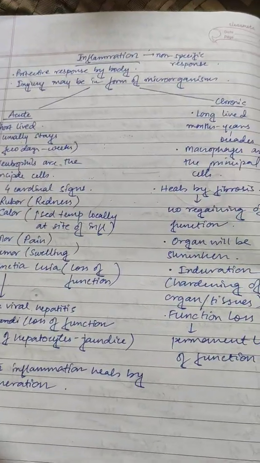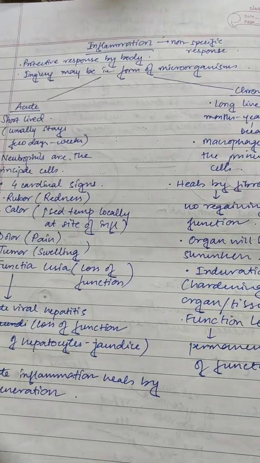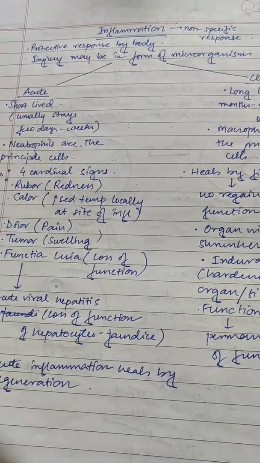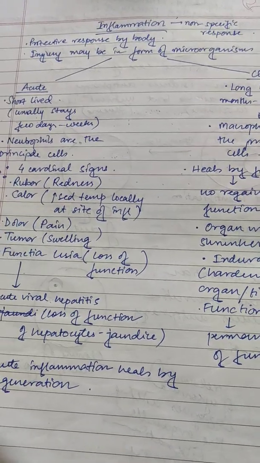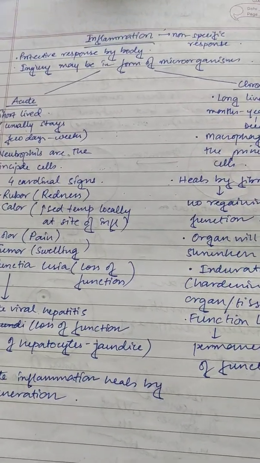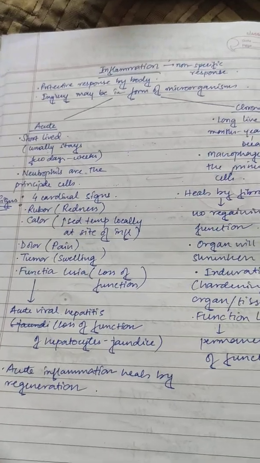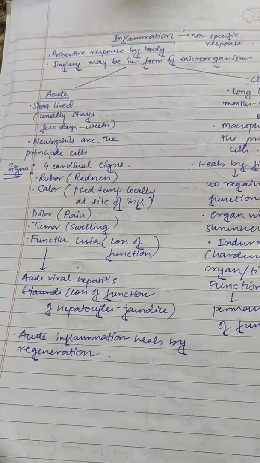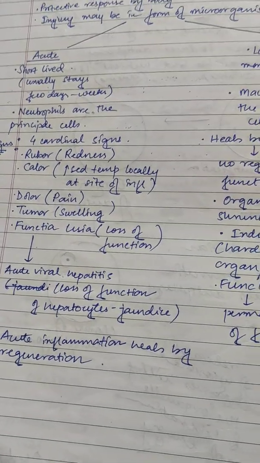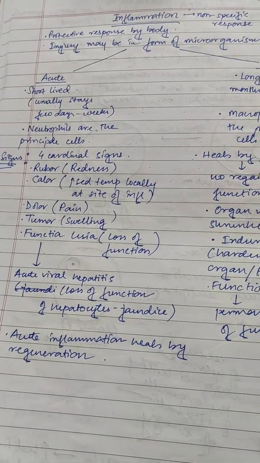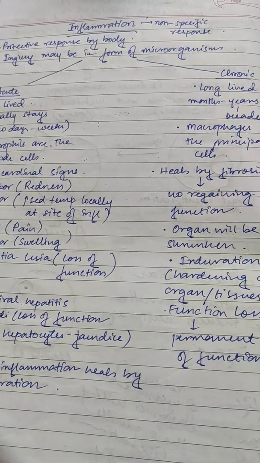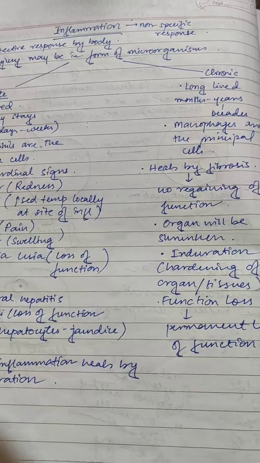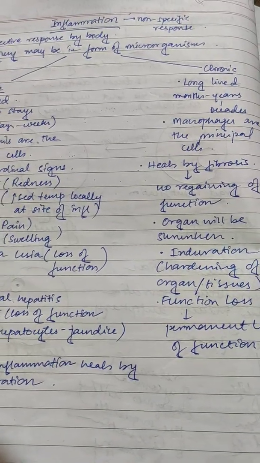Basically, inflammation is a non-specific response of our body. It's not a specific response, it's a non-specific, protective response by our body. Inflammation can be of two types, acute and chronic. Acute, as the name suggests, is short-lived and usually stays for a few days or weeks. On the other hand, there is chronic inflammation, which is long-lived and lasts for months, years, or maybe decades.